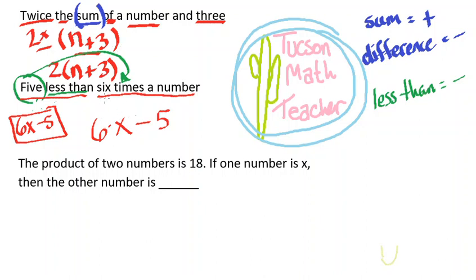This one I got from my textbook, but it's a little bit goofy. It says the product of two numbers is 18. Now, what does that mean? The product of two numbers. Okay, product is actually one of those terms like sum and difference. Product means multiplication, but it means the answer to multiplication, and quotient means division.